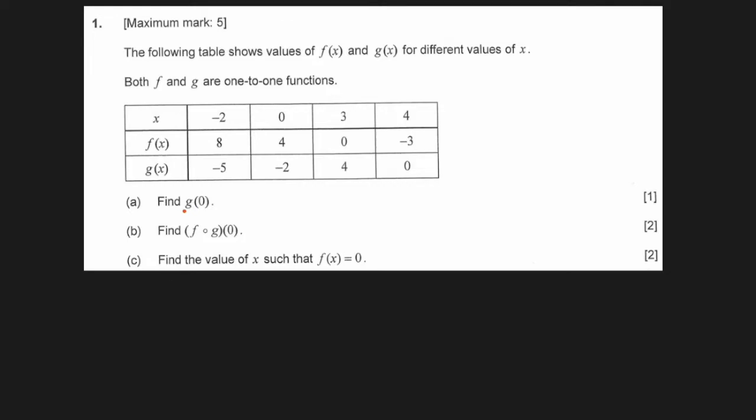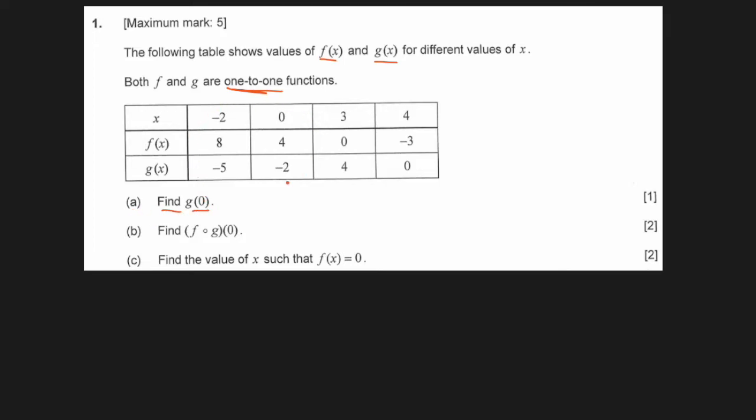Question number 1 says the following table shows f(x) and g(x). So f(x) is given in this row and g(x) is here. Both f and g are one-to-one functions. One-to-one function means every x has only one y, only one f(x) or g(x), or every y has one x. That's called a one-to-one function. So the A part says find g(0).